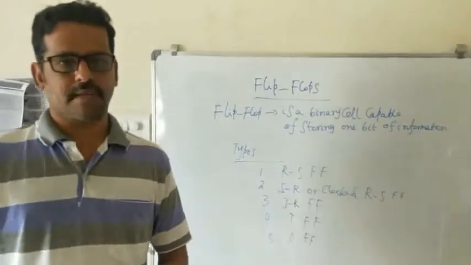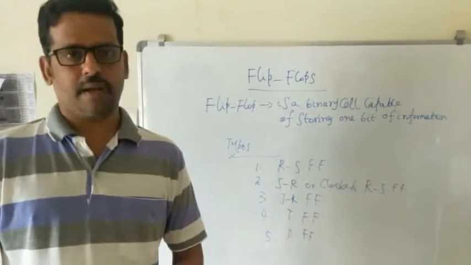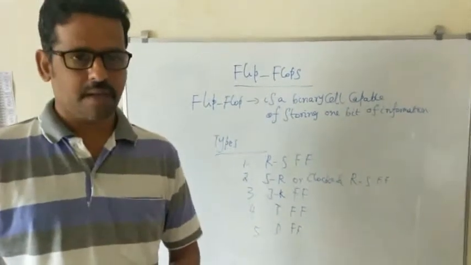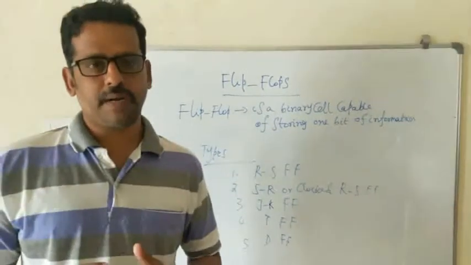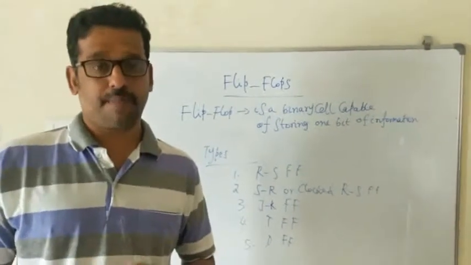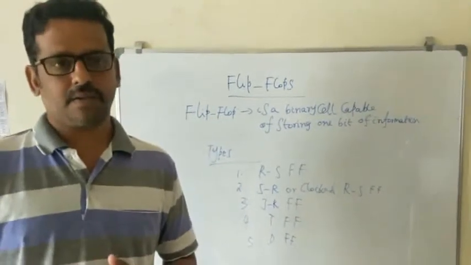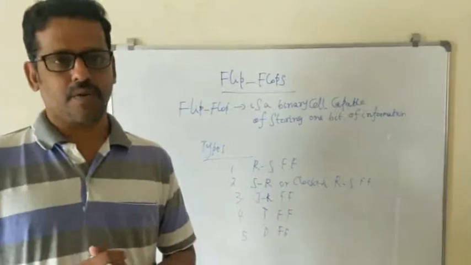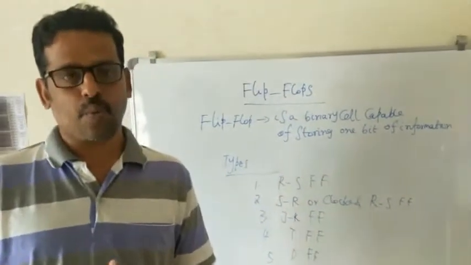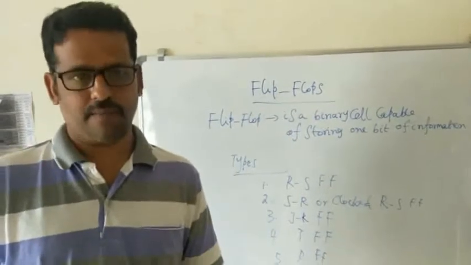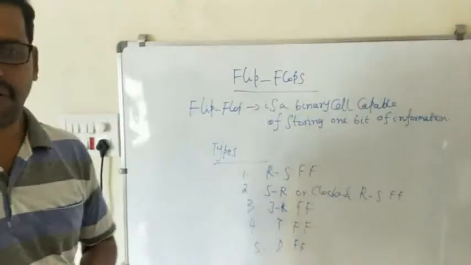Today we are going to discuss flip-flops. Flip-flops come under the type of sequential circuits. Sequential circuits are the circuits in which the output value depends on both present and past input. In contrast, so far we have discussed combinational circuits, in which the output value depends only on the present input. So under sequential circuits we are going to see flip-flops.